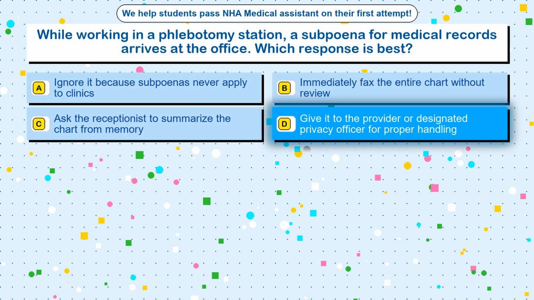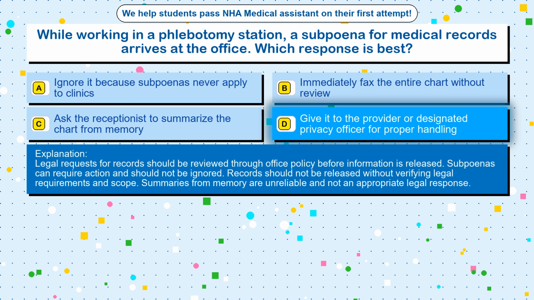The correct answer is option D, give it to the provider or designated privacy officer for proper handling. Legal requests for records should be reviewed through office policy before information is released. Subpoenas can require action and should not be ignored. Records should not be released without verifying legal requirements and scope. Summaries from memory are unreliable and not an appropriate legal response.